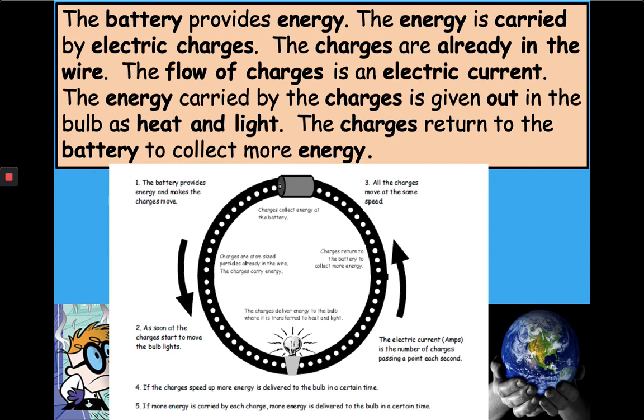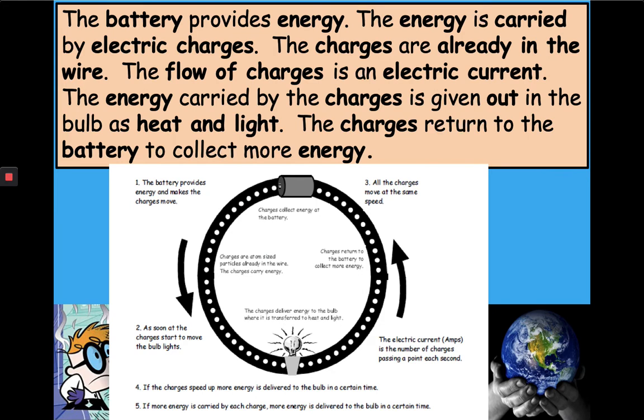Let's have a little look at the definitions inside there. Charges collect energy at the battery, like we know. Charges are atom-sized particles in the wire. The charges carry energy. The charges deliver energy to the bulb where it is transferred to heat and light. The charges return to the battery to collect more energy.